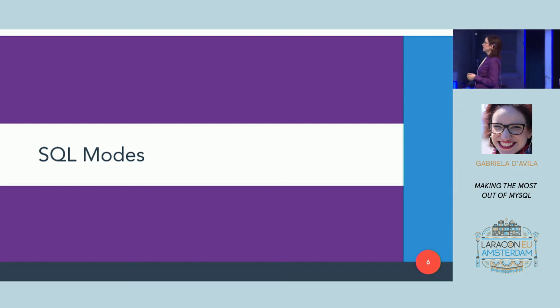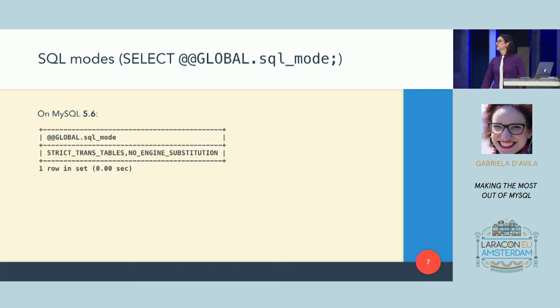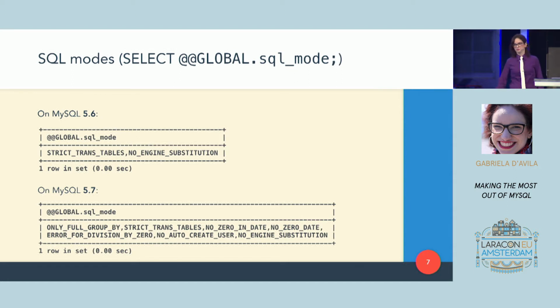SQL modes. It's actually how the database is going to behave. You're going to tell it, for instance, you have a not null column, and it's an integer. On 5.5, if you try to insert something invalid, it becomes a 0. It's like how PHP handles undefined variables, but they changed. In 5.6, they added strict tables, no engine substitution. I'm going to explain that in the future. And on 5.7, they added more stuff.